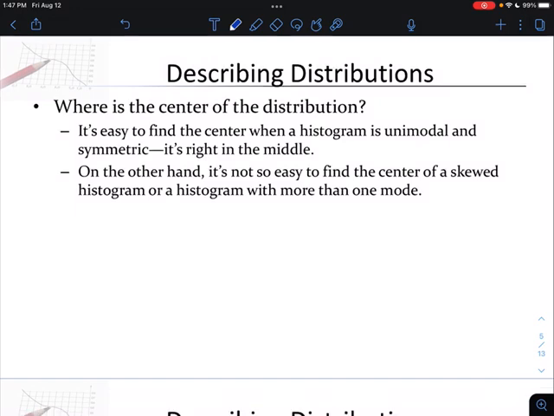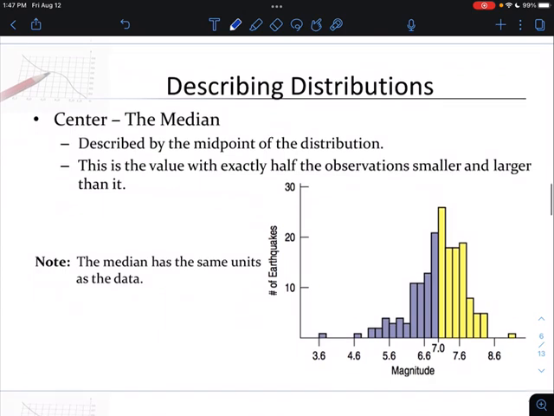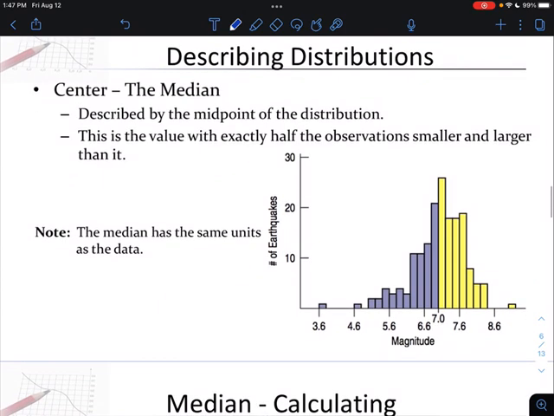But as far as what we're going to talk about for today, the median is the midpoint of our distribution. So it's the exact middle point. It's 50% of the observations are above it, 50% of the observations are below it. And so it's the midpoint of our overall distribution. So if I'm looking at a distribution like we see here, this histogram, you can see that they split right at this point here from blue to yellow.